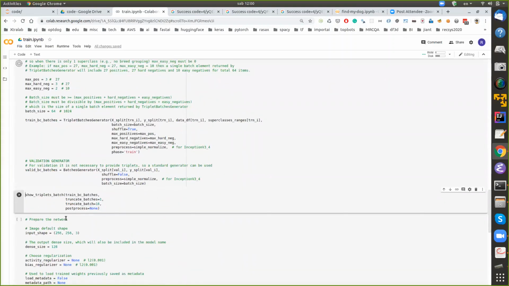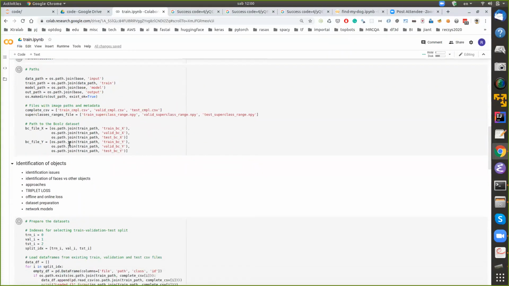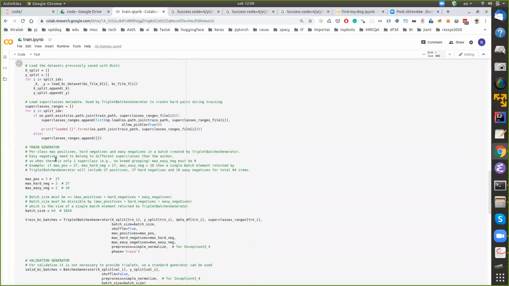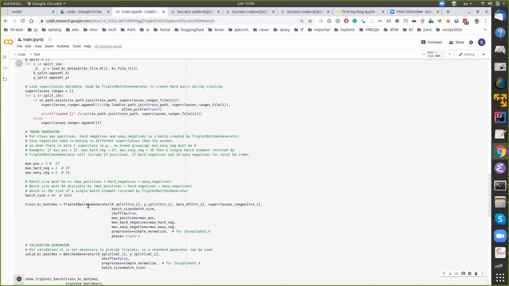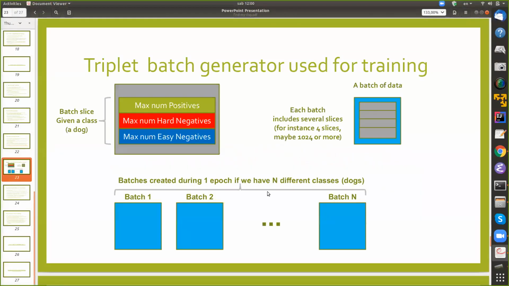Okay, in this notebook, after importing and defining the paths, there is a section where I prepare the triplet batch generator. If you remember, I had a slide here where I have shown how a single batch is made of slices, and each slice includes a number of positives, a number of hard negatives, and the number of easy negatives that we can define.